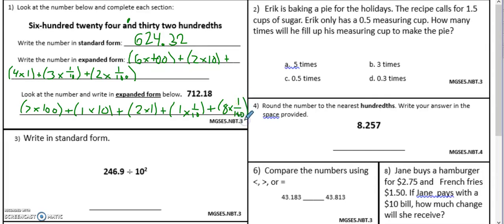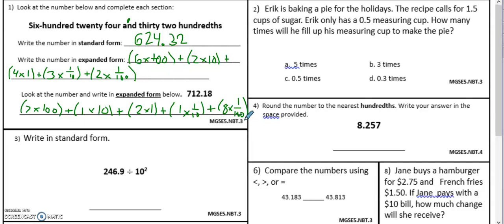Problem number 1 is all about reading and writing decimals. Let's look at problem number 2. Eric is baking a pie for the holidays. The recipe calls for 1.5 cups of sugar. Eric only has a 0.5, or a half cup, for measuring. How many times will he fill up his measuring cup to make the pie?